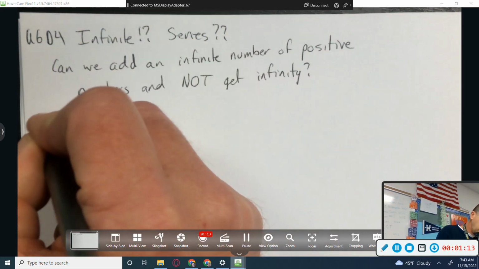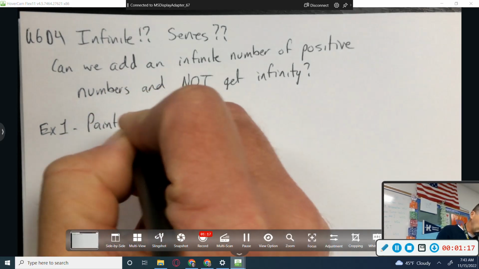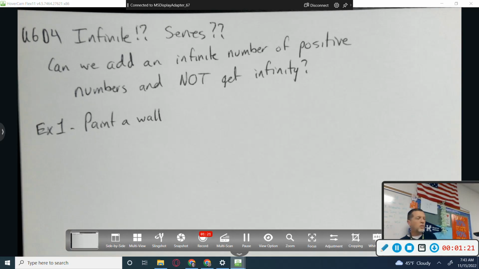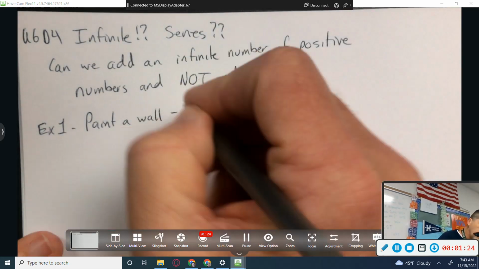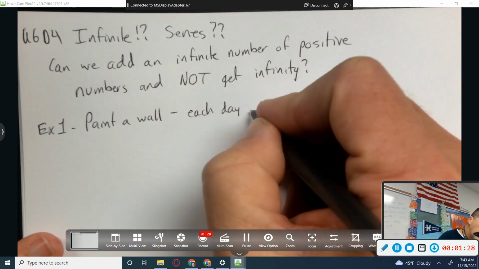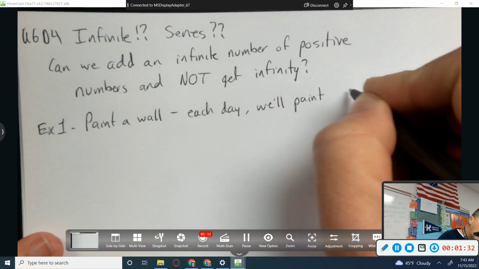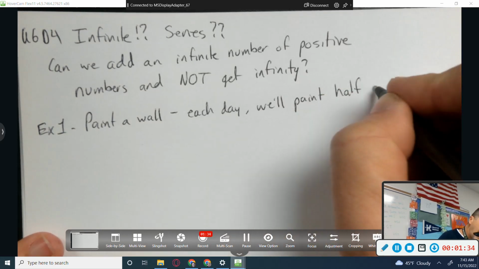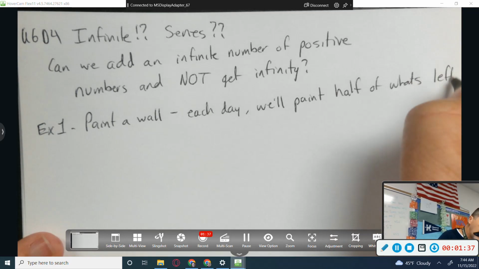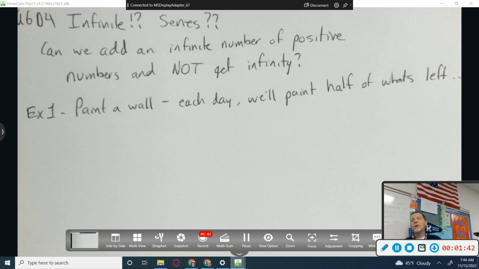Let's paint a wall. Not literally, I don't have the paint. But let's paint a wall. And here's how we're going to do this. Each day we'll paint half of what's left. It's going to take a while to paint this wall.